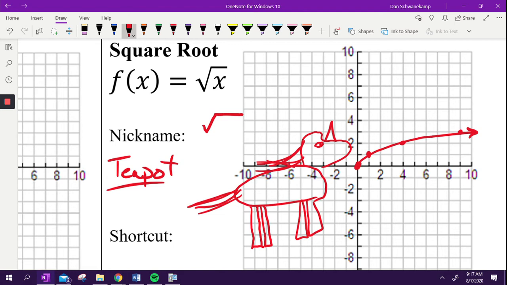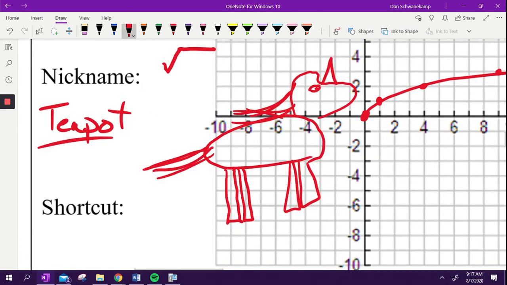Take a second with your neighbor. Do domain, range, even or odd real quick. Here we go. We do not have a lot of time today. Let's keep going. Ella, what do you say for domain here?